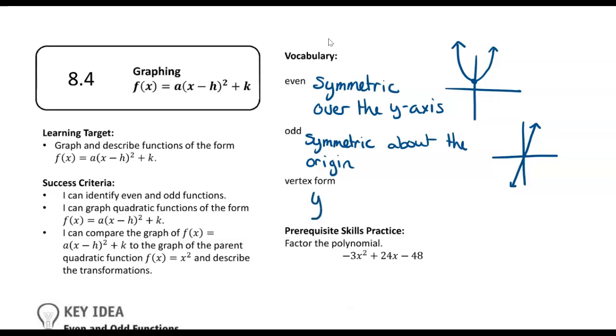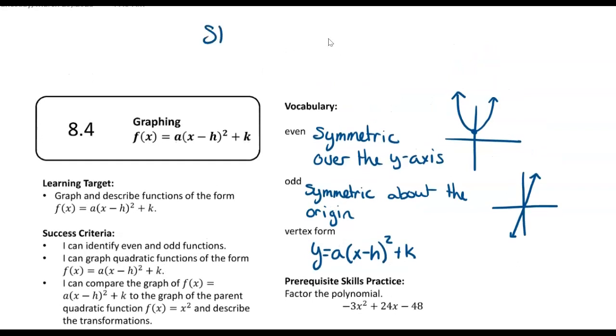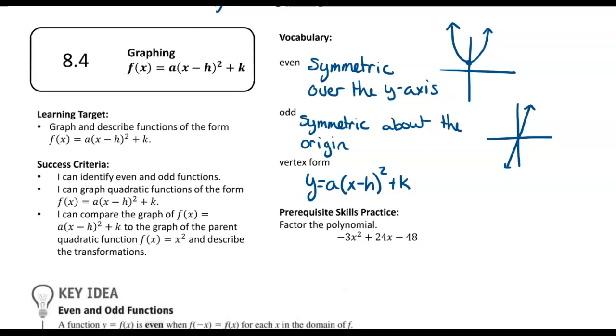Vertex form is the form we're going to learn today. It's y equals a times (x minus h) squared plus k. And it is different than, you don't have to write this down, but just to review, standard form of a parabola is y equals ax squared plus bx plus c. So that's standard form, and today we're going to be learning vertex form.